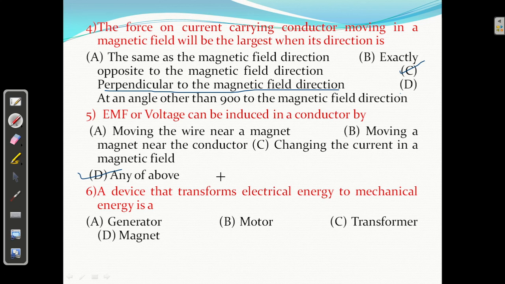क्लियर. Sixth, a device that transforms electrical energy into mechanical energy. Yes, electrical to mechanical कौन कन्वर्ट करता है, B, मोटर, right. So correct answer is a motor.